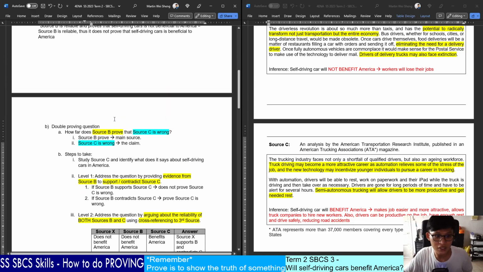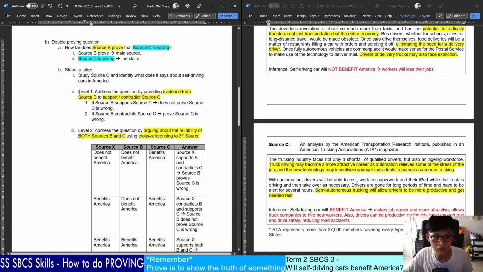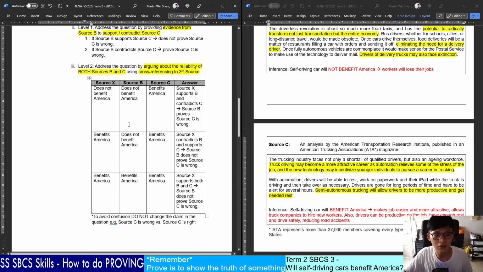So in other words, what can we conclude for this question? Because the sources contradict each other, we will say that source B proves that source C is wrong. So over here, source B contradicts source C, proving that source C is wrong. So you go ahead and give your evidence and explanation. Alright, now level 2.